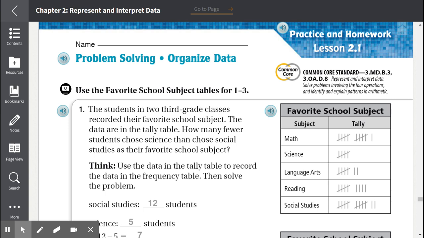Lesson 2.1 Problem Solving, Organized Data. Use the favorite school subjects tables for numbers 1 through 3.